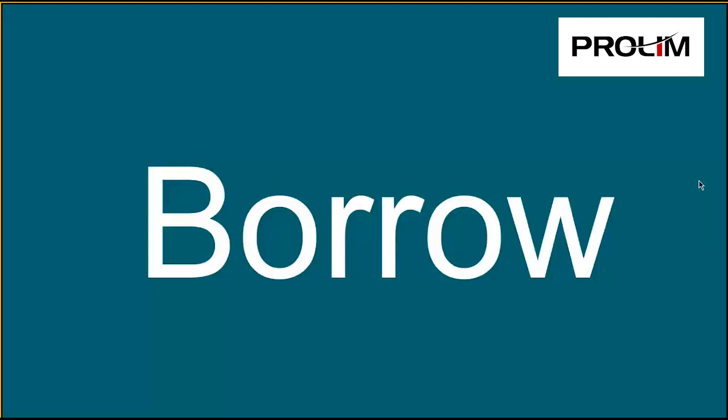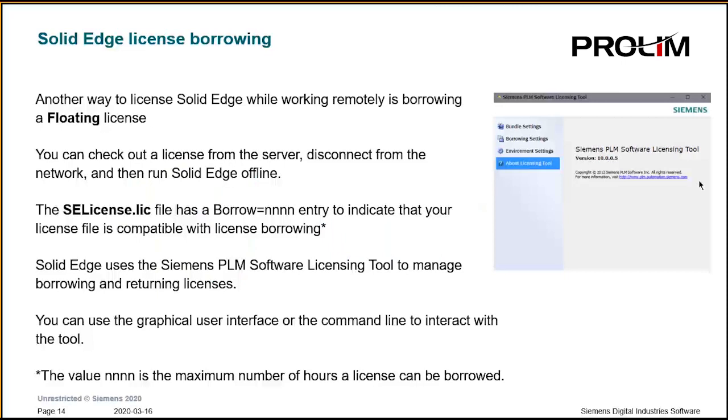For customers that have a floating type of licensing setup, there are also options to work on the road or at home using the option borrow license. Let's take a look at this particular option. As I mentioned, this is another way to obtain a remote license if your company, again, is operating on a floating type of licensing. You can check out a license from the server and then disconnect from the network and run Solid Edge offline using that license. Again, you don't have to be connected to the server to do that.